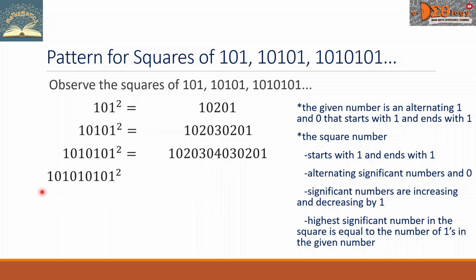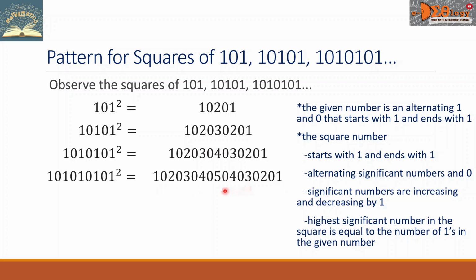Last example, let's have this number and let us square this. And the answer is 1,0,2,0,3,0,4,0,5,0,4,0,3,0,2,0,1. Notice that the answer or this square number starts with 1 and ends with 1.